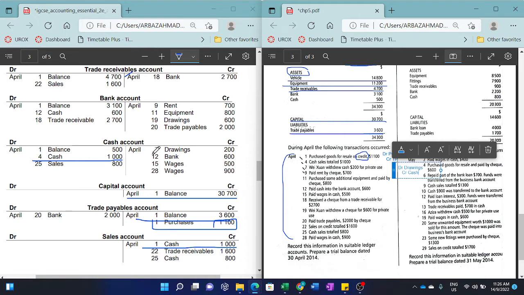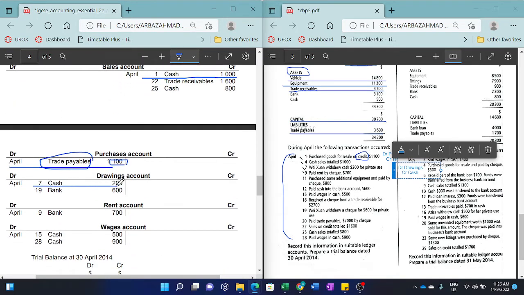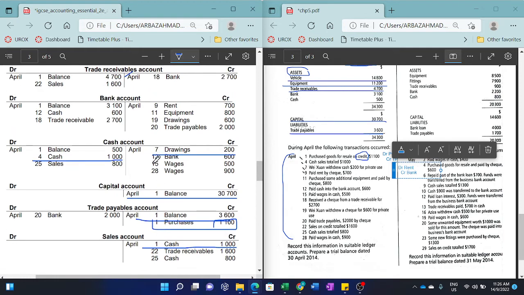So the owner takes out cash, I credit cash, the cash is reduced from the business, and the owner will get cash 200. Okay, paid rent by check. When you pay rent, it is an expense, so rent we debit and our money decreases. It's paid by check, right? So bank. Okay, so I open my rent account, I debit and I credit my bank.